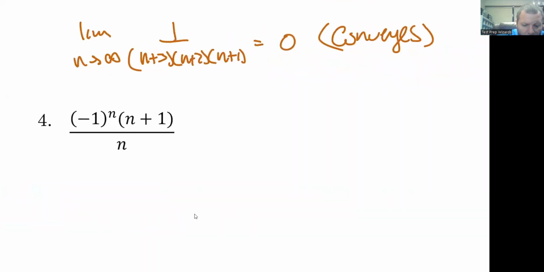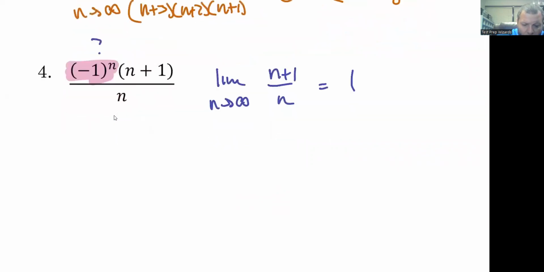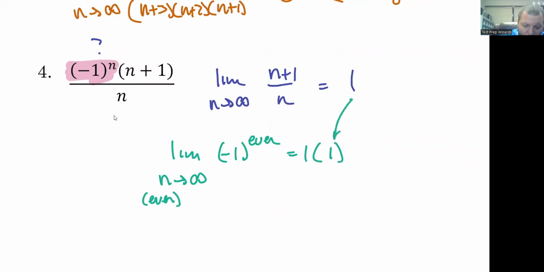Here we want to be a little careful, right? So if I look at the limit here, so the limit as n approaches infinity, if I just didn't look at this -1 to the nth power, I would just have n plus 1 over n, and this would approach 1. But what's happening because of this -1 to the nth power? Well, suppose n was some really big even number, right? -1 to the even is going to equal +1. So the limit as a really large even number approaching infinity is going to be +1 times 1, right? That 1 that we just found there.